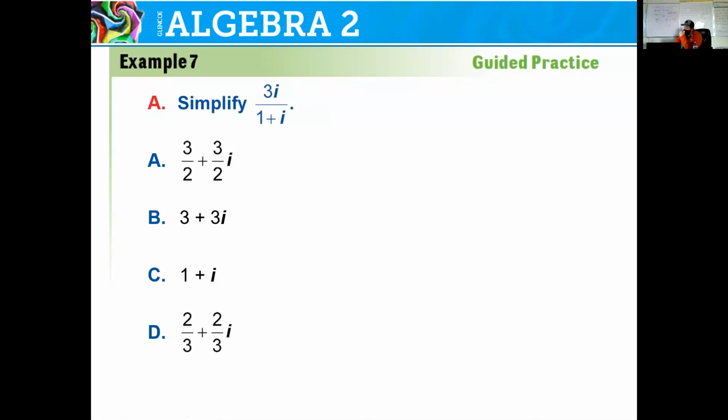All right, pretty sure this is the last one. So here we multiply by the complex conjugate again, which will be 1 minus i. We'd be left with 3/2 plus 3/2 i.